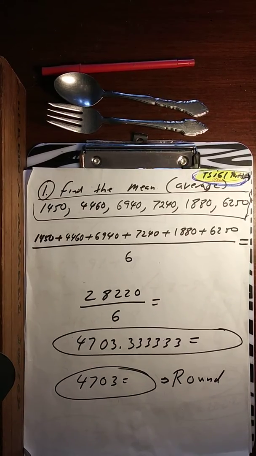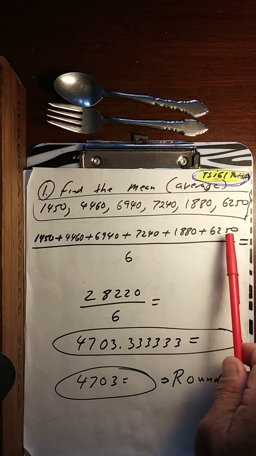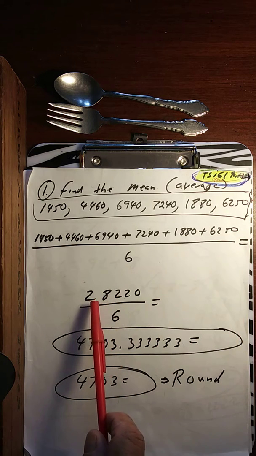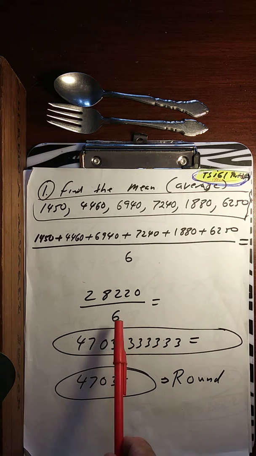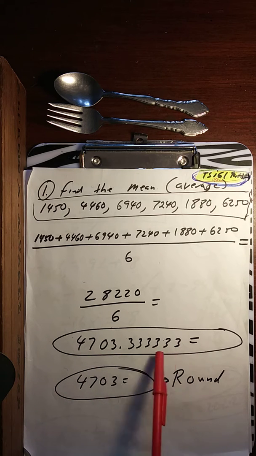All right, TSI 61, part 1A. Find the mean, the average of these numbers right here. So we add them all up, and that's going to be 28,220 divided by 6. It's going to be 4703.33. Round it off. There's all threes. Just round it to 4703.